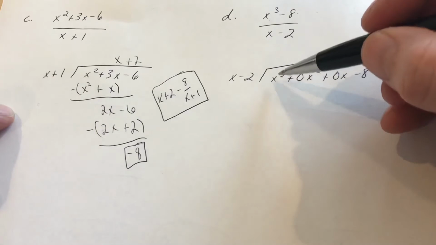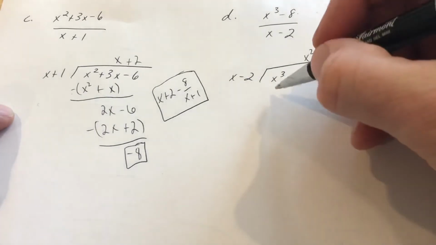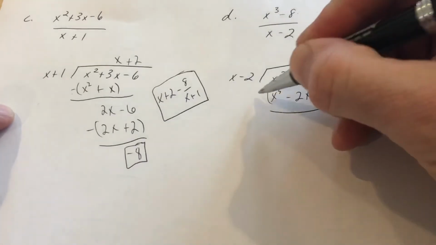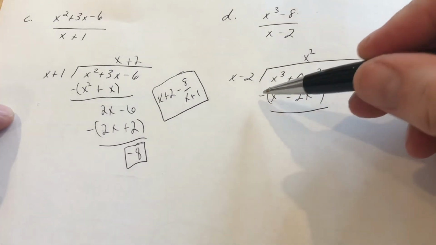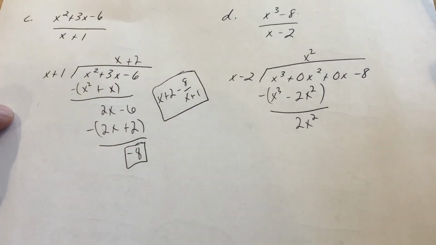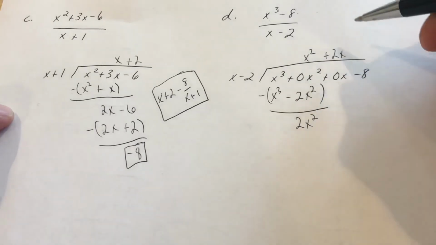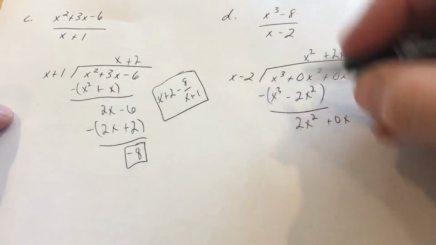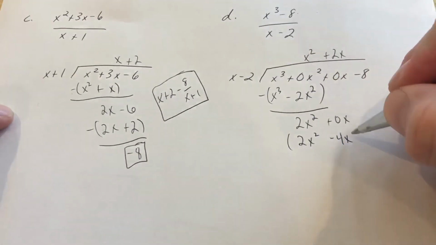Okay. X cubed divided by x is going to be x squared. Multiply that out, I get x cubed minus 2x squared. I want to subtract. The x cubes cancel. 0x squared minus a negative 2x squared is positive 2x squared. Okay. Divide 2x squared by x, you get 2x. Okay. Multiply that out, we get, bring down the 0x there. 2x times x is 2x squared. 2x times negative 2 is negative 4x.